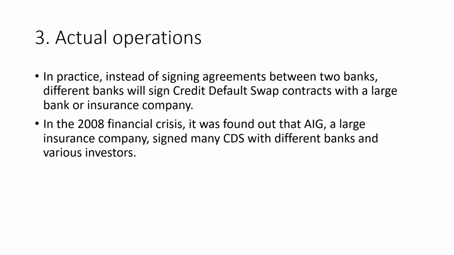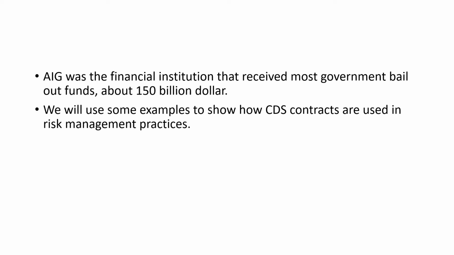In the 2008 financial crisis, it was found out that AIG, a large insurance company, signed many credit default swap contracts with different banks and various investors. AIG was the financial institution that received most government bailout funds, about $150 billion. We will use some examples to show how CDS contracts are used in risk management practices.